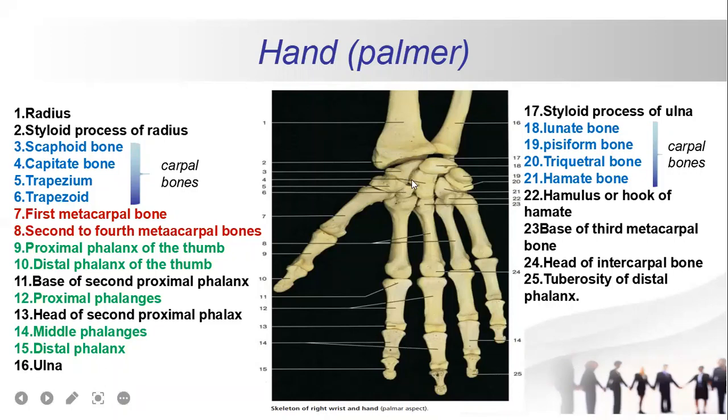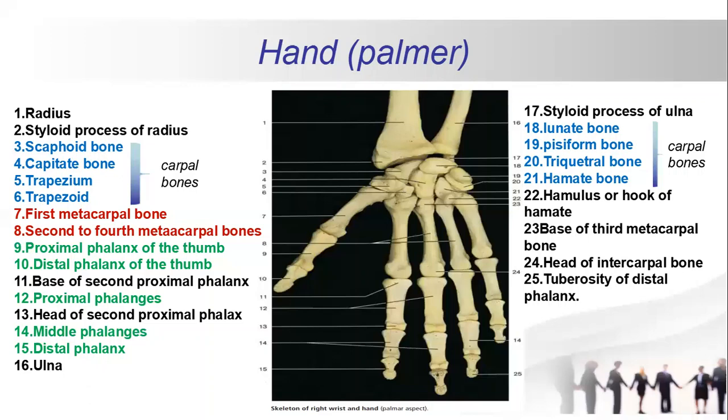Number 4, we have the capitate. Number 5, the trapezium. Number 6, we have the trapezoid. These are the carpal bones. This is just a random identification of these bones, but we'll identify them on my next slide, where we have the proximal and the distal arrangement.